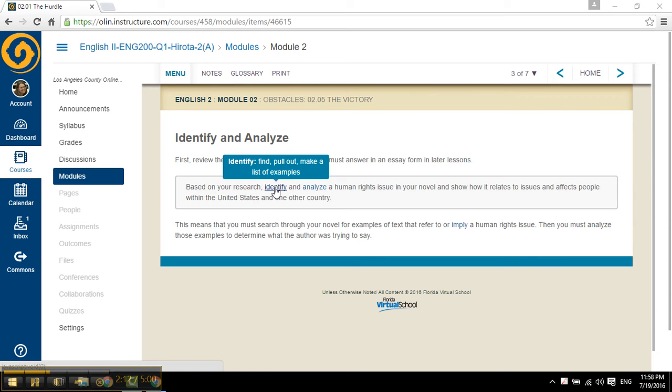Identify means to find, pull out, make a list of examples, and analyze means to break down the details of, understanding the deeper meaning from, and make inferences about. This means that you must search through your novel for examples of text that refer to or imply a human rights issue. Then you must analyze those examples to determine what the author was trying to say. So you are going to actually quote from or give examples from the book that you read. So hopefully you took good notes, and hopefully those graphic organizers you did are going to help point you back to the places that you need to quote from. Once you've finished reading this page, which I pretty much just read the whole thing to you, you can go to page 4.